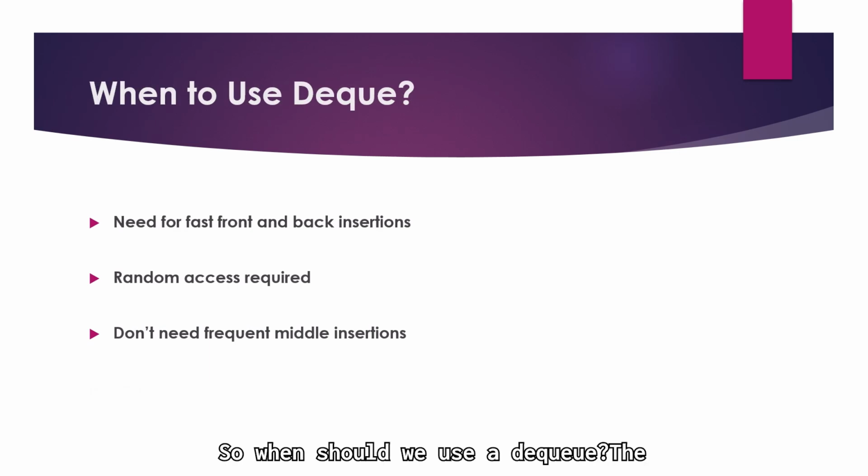So when should we use a deque? The general rule is if we need fast insertions and deletions at both ends, and we also want random access to elements, then the deque is the ideal container. If our problem involves a lot of insertions or deletions in the middle, a list might be better suited. Deques really shine when we work with problems where the ends are active but the middle stays mostly untouched.